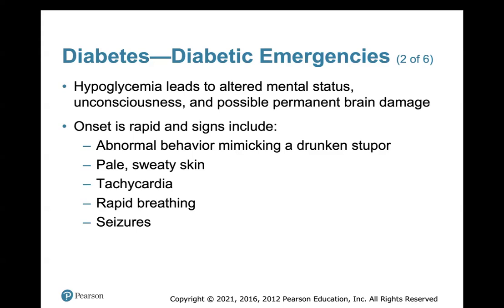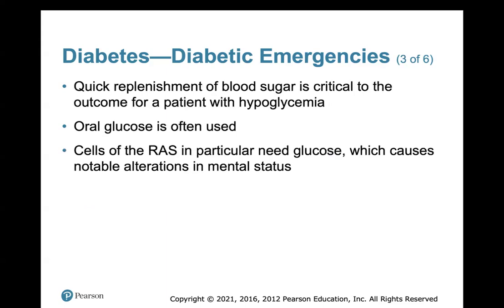Signs, they could have normal behavior. They can appear drunk. They can be stumbling around, staggering, slurring their words. They can mimic stroke-like symptoms even. That's why on stroke patients we always check a sugar. They can have pale, sweaty skin. They can be tachycardic, with rapid breathing. They can start seizing once it starts getting to a certain point.